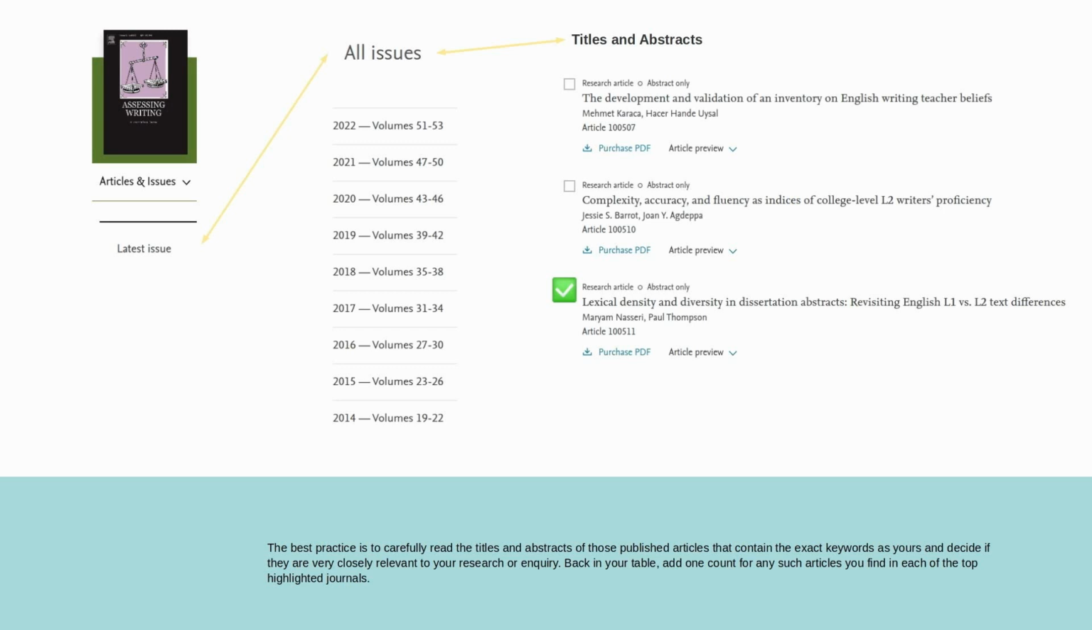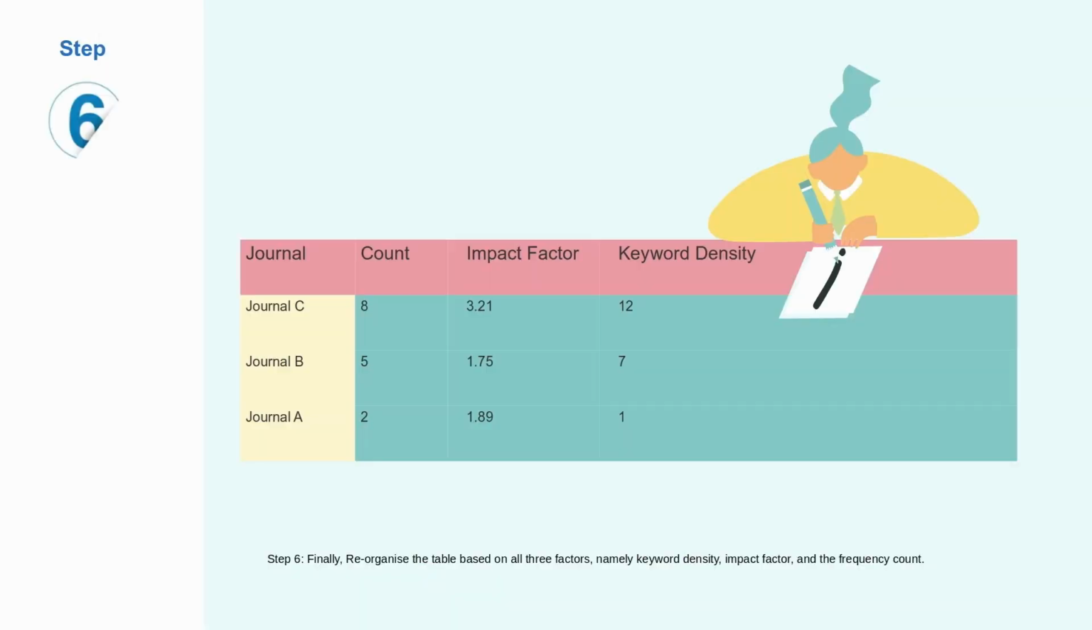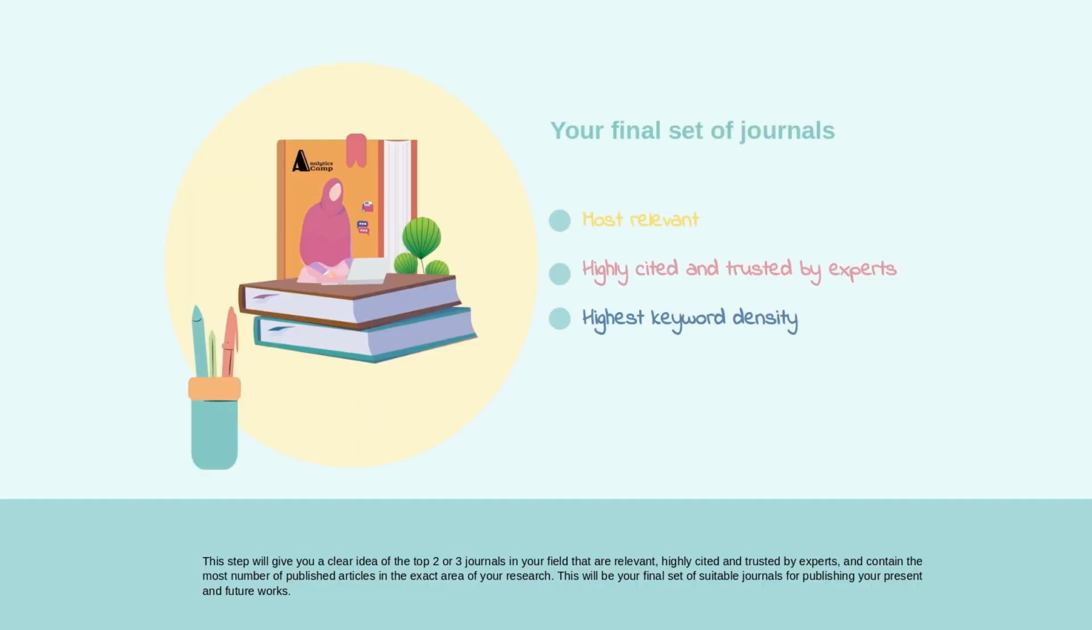Back in your table, add 1 count for any such articles you find in each of the top highlighted journals. Step 6. Finally, reorganize the table based on all 3 factors, namely keyword density, impact factor, and the frequency count. This step will give you a clear idea of the top 2 or 3 journals in your field that are relevant, highly cited and trusted by experts, and contain the most number of published articles in the exact area of your research. This will be your final set of suitable journals for publishing your present and future works.